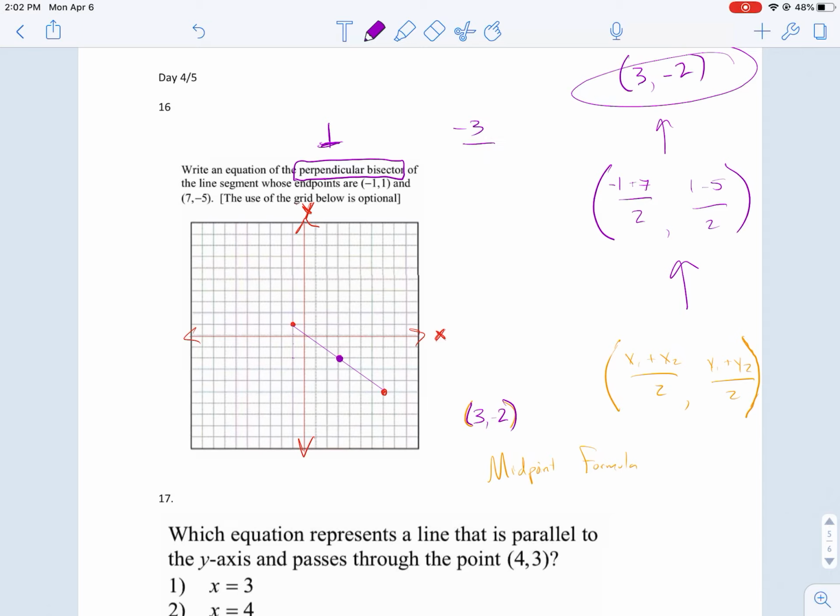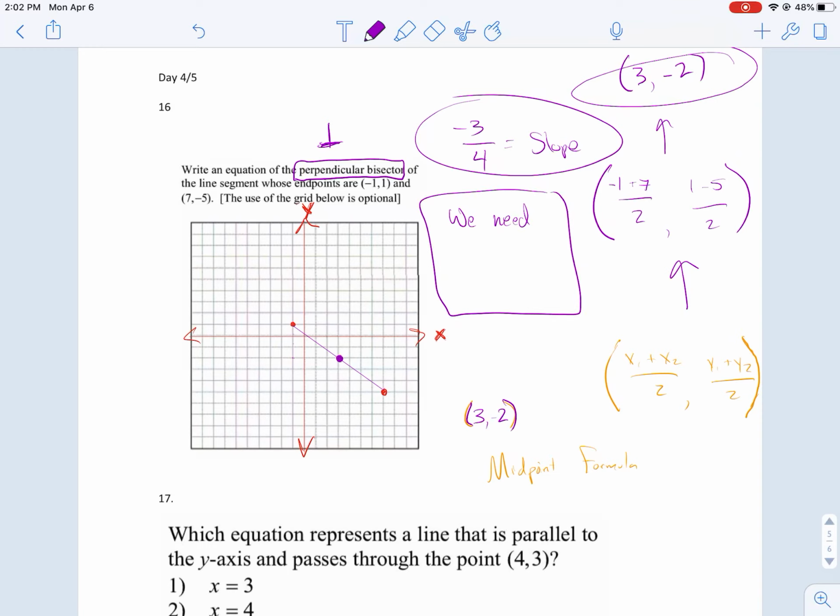Which means I need to find the slope of this line and do the opposite. So 1, 2, 3, 1, 2, 3, 4. So it looks like our slope is down 3 over 4, right? Down 3 over 4. So that is our slope. Okay, so what we need is the slope of a positive 4/3. Right? And then now we have our slope.